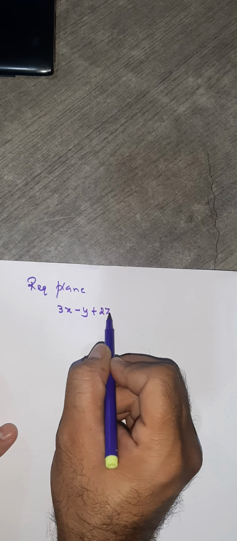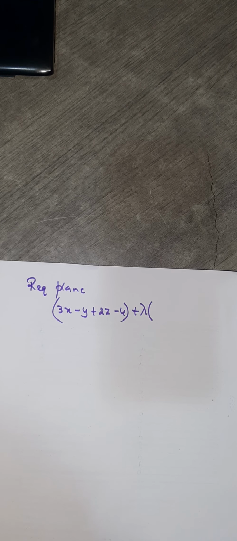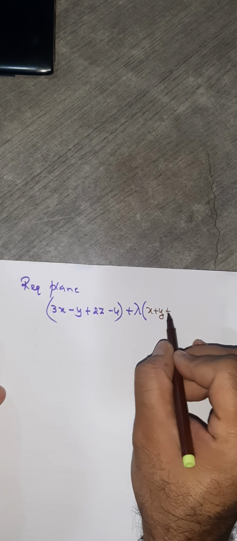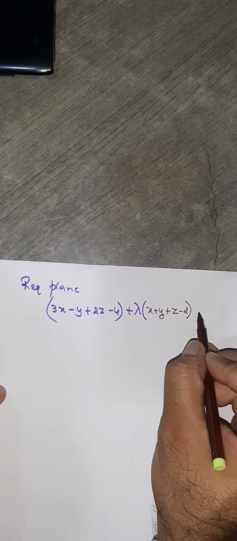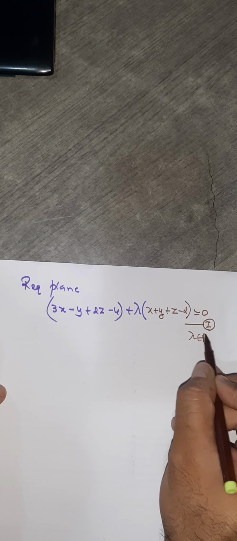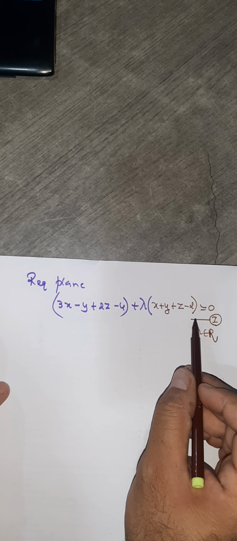Fine. There's the theory. Now I'll be doing this. So I'll write here the required plane. What's the required plane? One plane is given by 3x minus y plus 2z minus 4, plus lambda into the other plane. What is the other plane here? The other plane is x plus y plus z minus 2 equals 0. We call this equation number 1, where lambda is a scalar, remember. Okay, now we find the lambda, because this is not just one plane. These are a number of planes, as I explained in the theory.